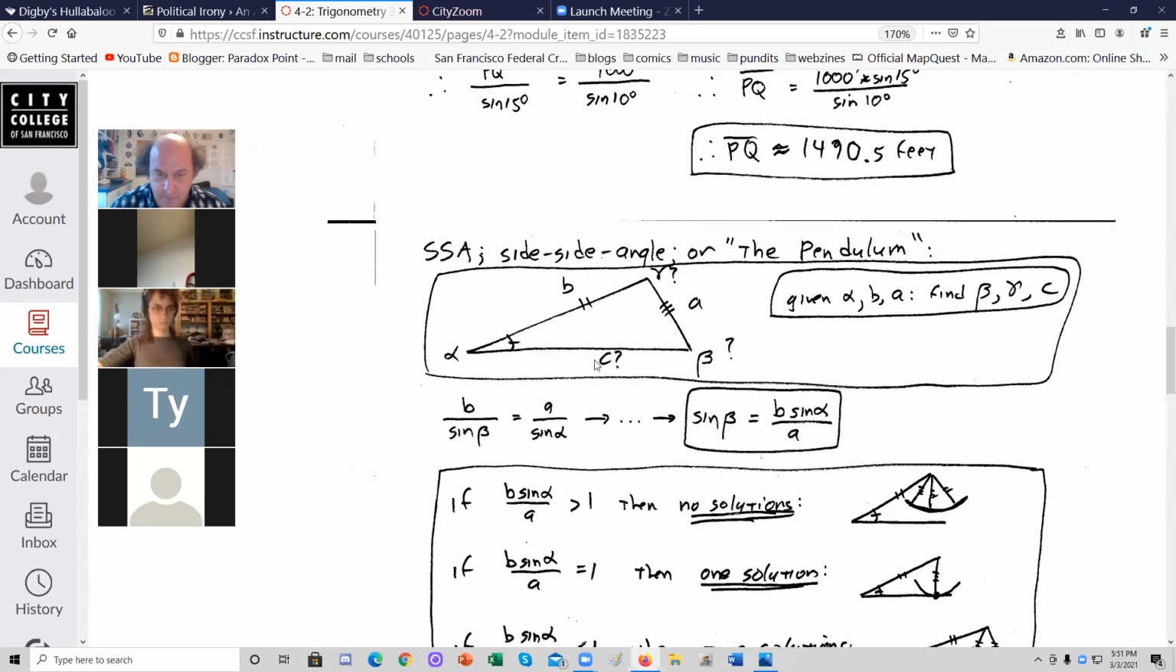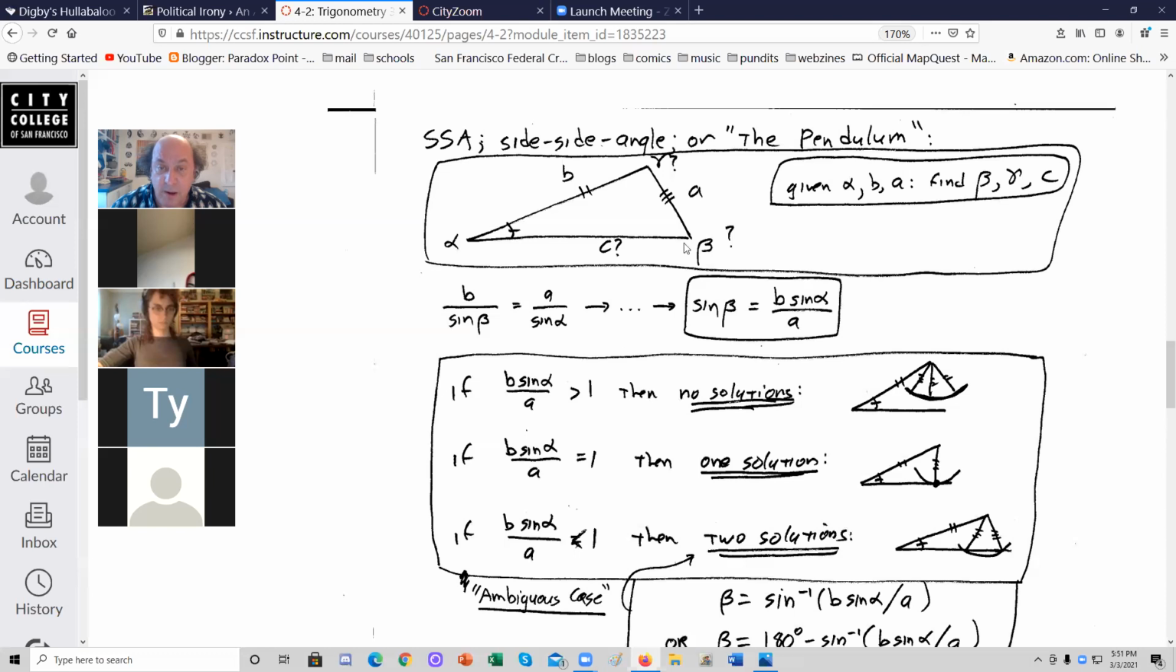Now, sine beta over B equals sine alpha over A, and after a bit of transposition, you get that sine beta equals B sine alpha over A. Now the thing is, this could be bigger than 1. It could be equal to 1, it could be less than 1.